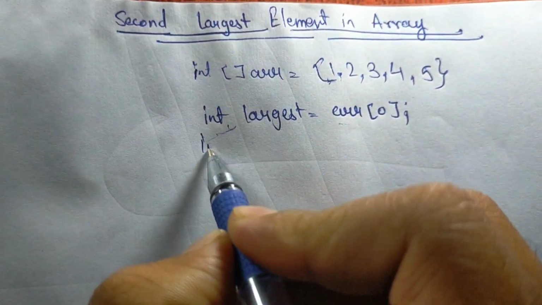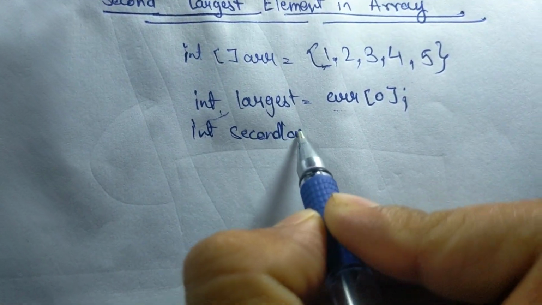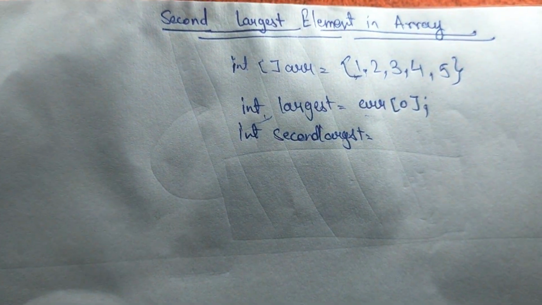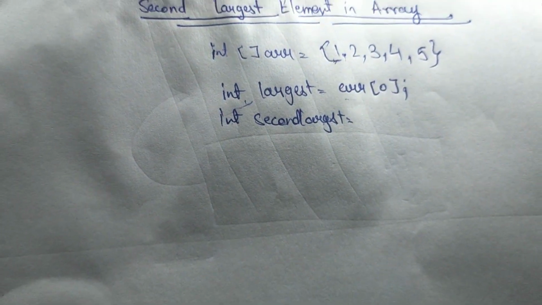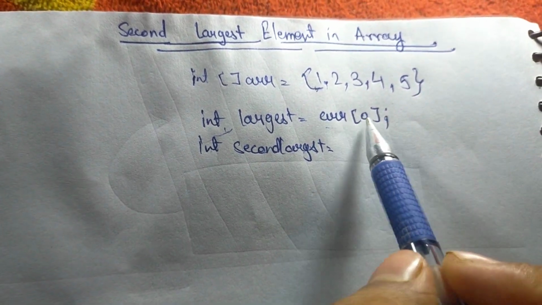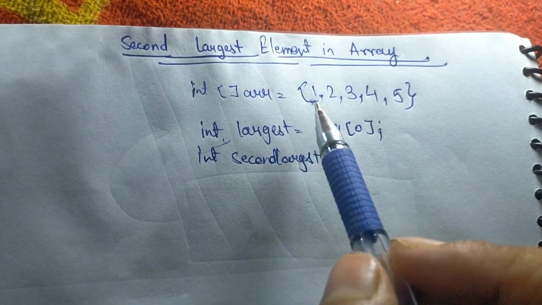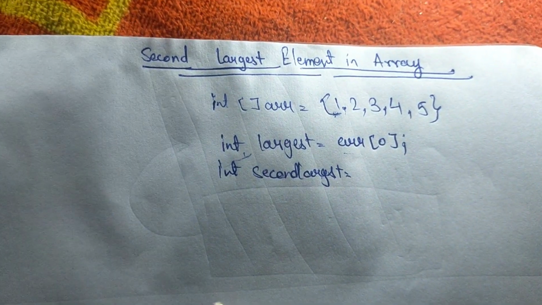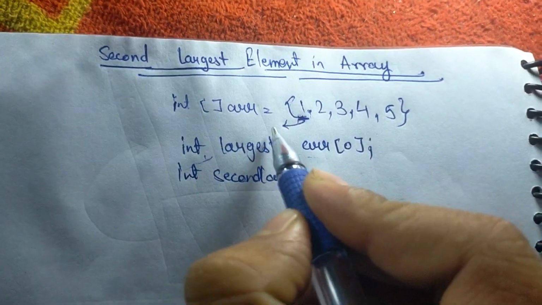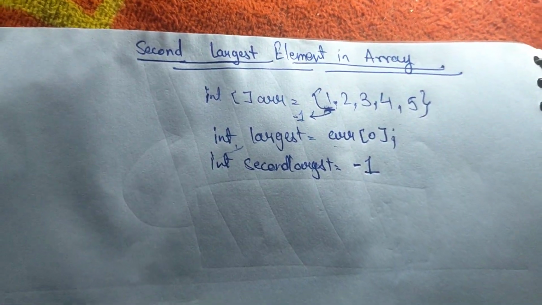After that I am taking the second largest. What should be my second largest element? Suppose I am taking array of 0, it is the largest element. What is the second largest? If it's 0 indexing, then of course it should be -1. So my second largest should be -1.